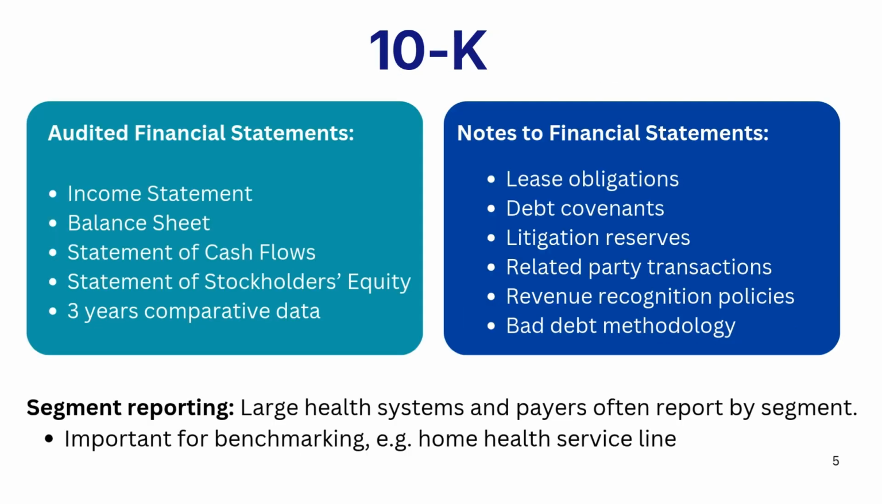Also, the 10K report is going to give you the third-party audited financial statements. So the income statement, the balance sheet, the statement of cash flows, the statement of stockholders' equity, and typically you're going to find 3 years of comparative data. It's also worth reading the notes in the financial statement because they are going to give you detail on things like lease obligations, debt covenants, litigation reserves, related party transactions, revenue recognition policies, and bad debt methodology.